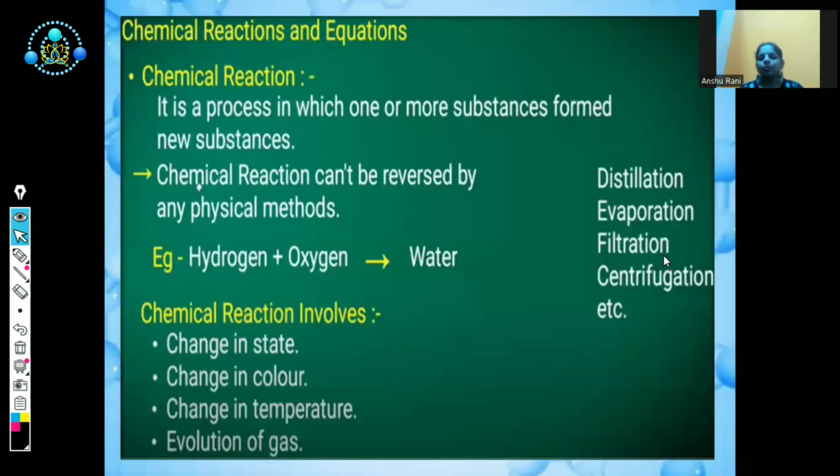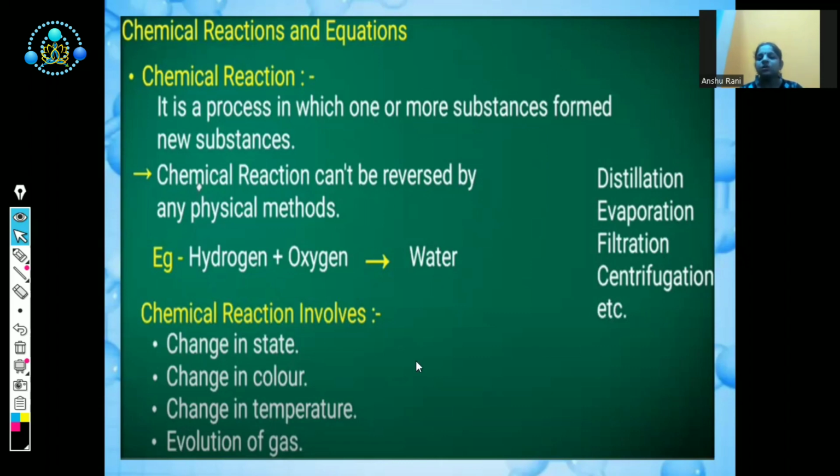What is a chemical process? A chemical process is that in which one or more substances are formed. The substances which are formed should be new. They should have different composition than the reactant. This chemical process generally can't be reversed. Like hydrogen plus oxygen gives you water. This formation of water is a chemical process.